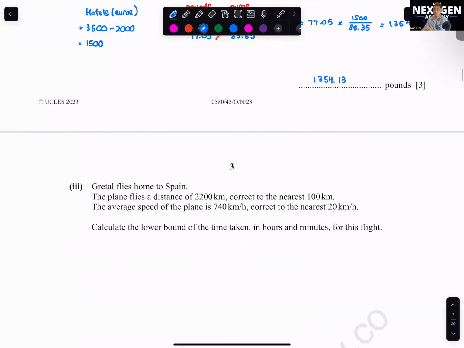Question 3, the last one for the first question. Greta flies home to Spain. The plane flies a distance of 2,200 km correct to the nearest 100 km. The moment we see this word correct to the nearest something, we confirm know that it's upper bound, lower bound already. The average speed of the plane is 740 kilometers per hour, correct to the nearest 20 kilometers per hour. We want to find the lower bound of the time taken in hours and minutes.